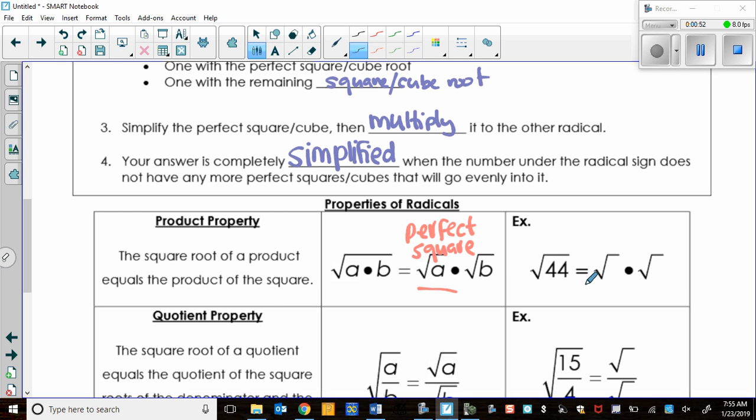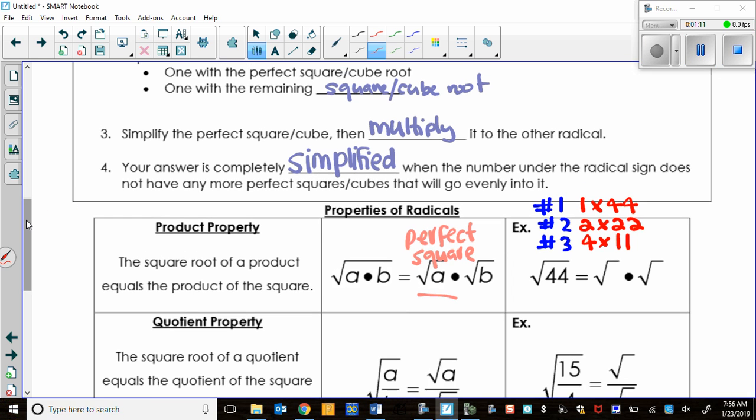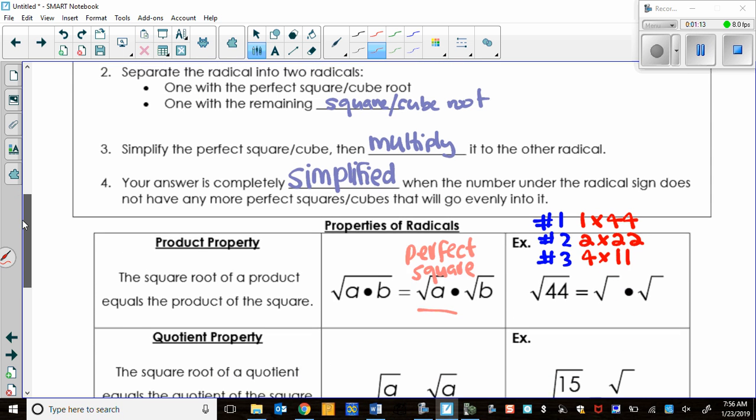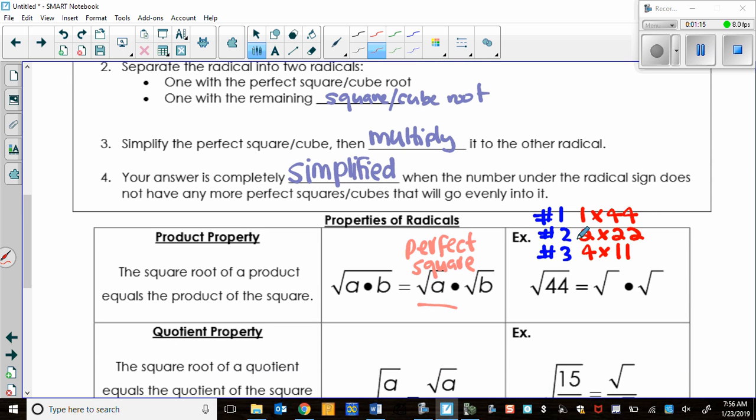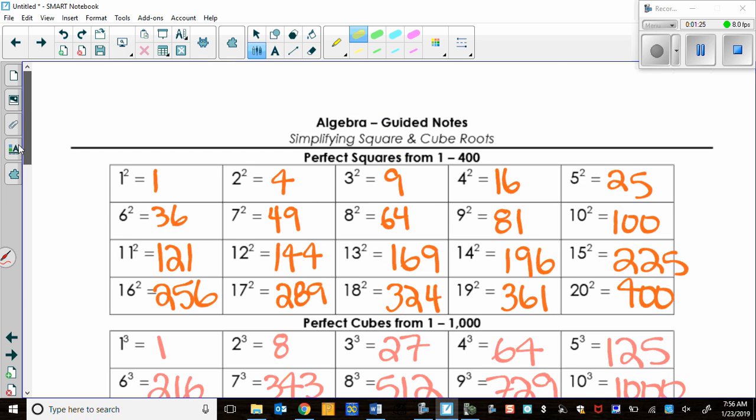So the square root of 44, there are different combinations to get 44, and let me show you. Okay, so those are the three different versions of, if I were to split this up into two radicals, I would get the same number of 44. So what we are trying to find, step one says find the largest perfect square. When you're looking at these different choices, you want to see where you have the largest perfect square. So any of these numbers that are in orange.